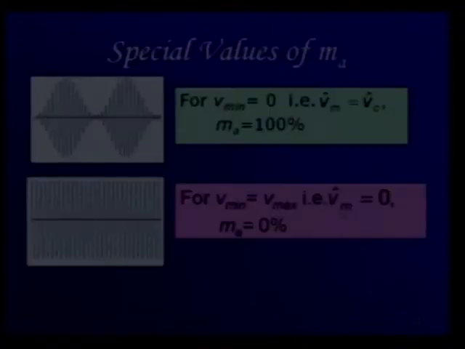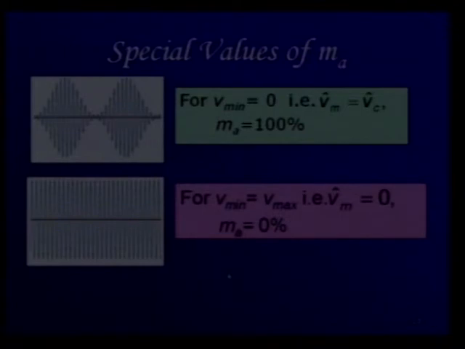If we look at some special values of modulation index, say Ma equal to 100%, what we are doing here means V mod minimum is 0. V mod minimum 0 implies that Vm cap, the maximum amplitude of the modulating signal, is equal to the maximum amplitude of the carrier wave signal. In such a case, we have 100% modulation, and the envelope is fully representing the modulating wave, and it is of the same amplitude as that of the original carrier wave.